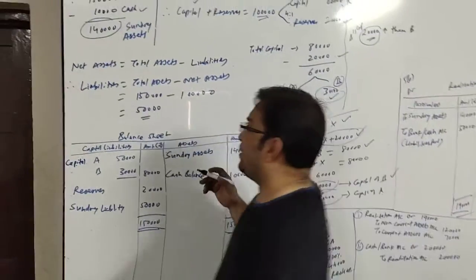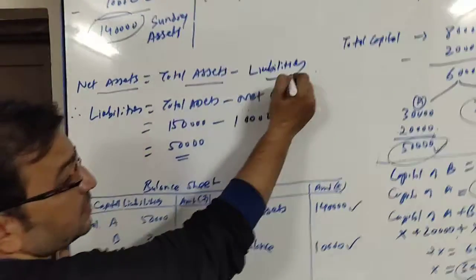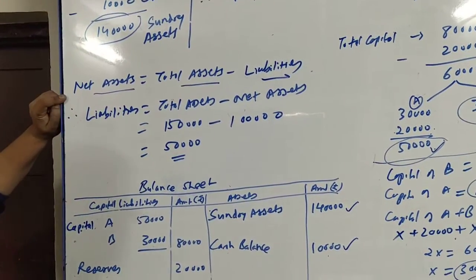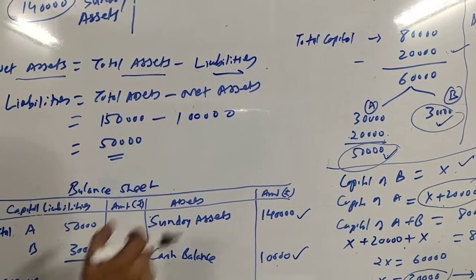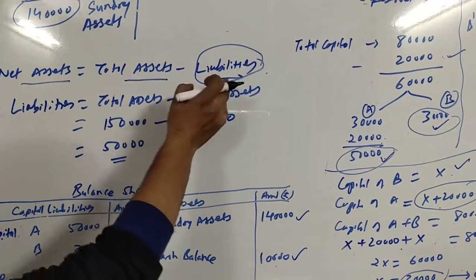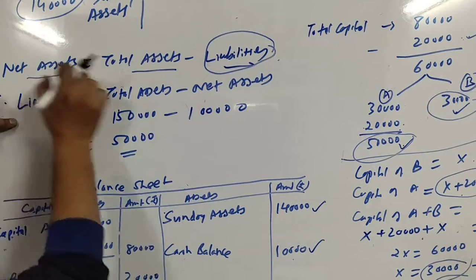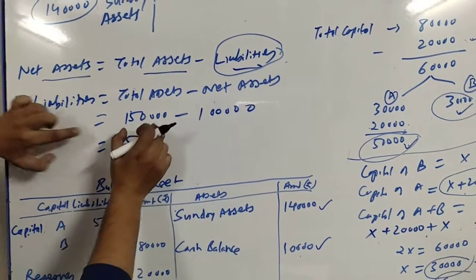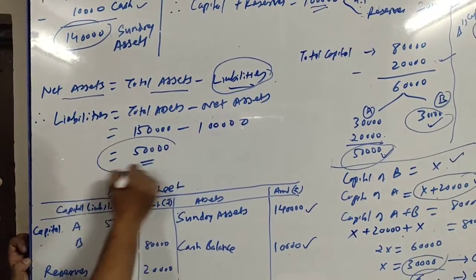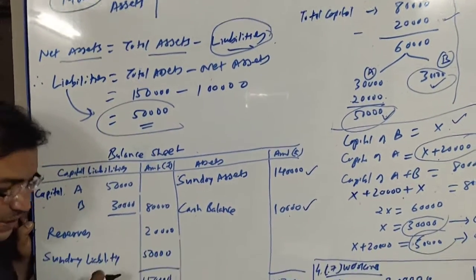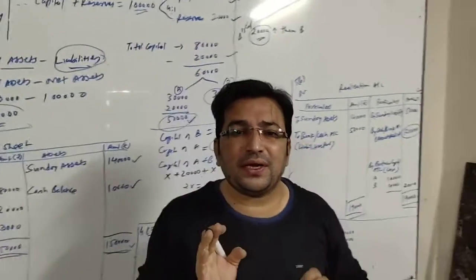Or else you can apply this formula. Net asset equals total asset minus liability. Net asset we have been given as rupees 1 lakh, right? And total asset we have been given 1,50,000. We need to find liability. So first of all we convert this formula for liability. So liability equals total asset minus net asset. Total asset is given 1,50,000 minus net asset 1 lakh, rupees 50,000 will be the value of liability which we have written here. So this is how we have to prepare the opening balance sheet for this particular sum.